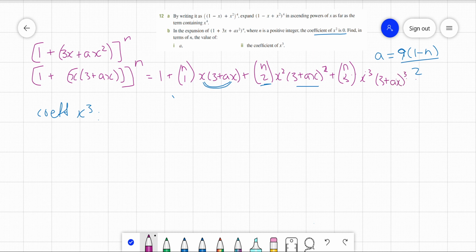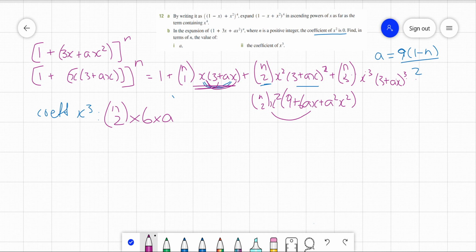Alright, so where are we going to get our x to the power of 3's from? So none of these gives us, this is just an x, that's an x squared. Alright, but this one, which we said was 9 plus 6ax plus a squared x squared, that bit there with an x squared and an n choose 2 at the front. So if I'm doing x squared, I'm going to do times 6ax to get my x cubed. So what am I doing? I'm taking the n choose 2, I'm multiplying by the 6 and the a to get my x cubed from that one.